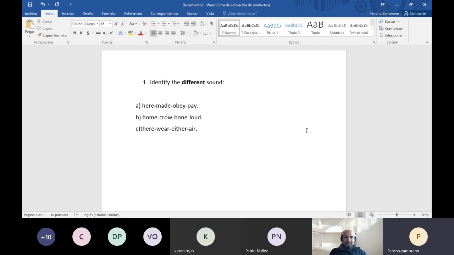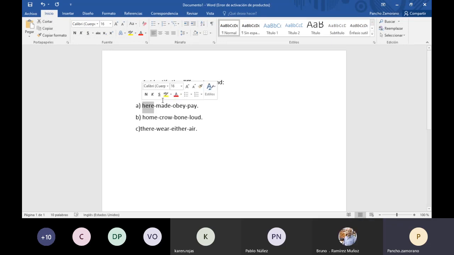I don't know if anyone has already found which is the different sound. The first one? Yes, you're right. It's the first one. So we're going to highlight maybe with yellow. Here, made. Very good. Well done. In the second one, we have home, crow, bone, loud.